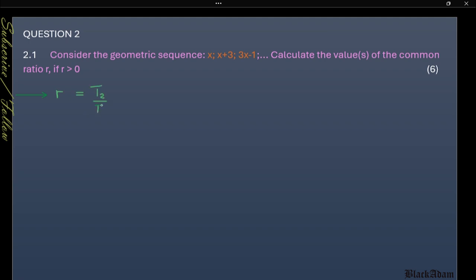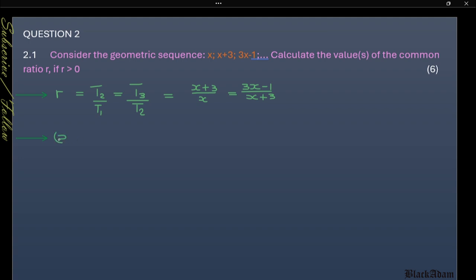So our ratio is t2 over t1, which is also equal to t3 over t2. So the two consecutive ratios, that's t1, t2, t3: 3x minus 1, and t2 is going to be x plus 3, all over x, equals 3x minus 1 all over x plus 3. So that's t2 over t1, and then you cross multiply.